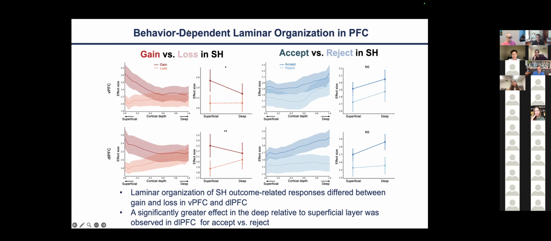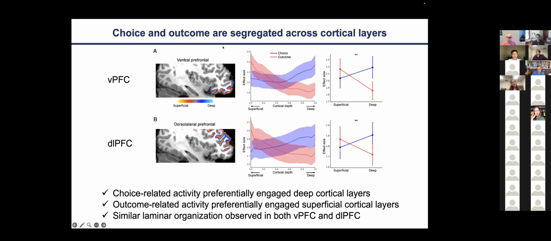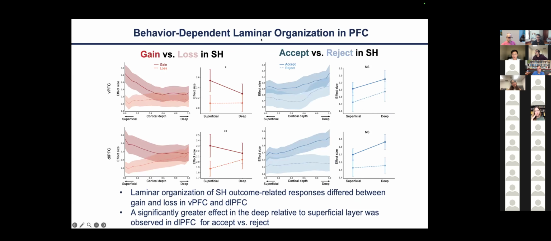So basically, these two slides show that different decision-making stages could be segregated across cortical layers. And these behavior-related effects, for example for the outcome, gain or loss, or for the choice selection, accept or reject, could also show up in the laminar effect.